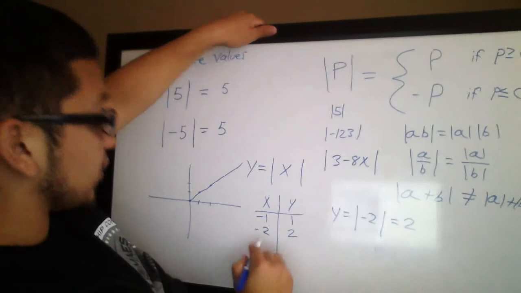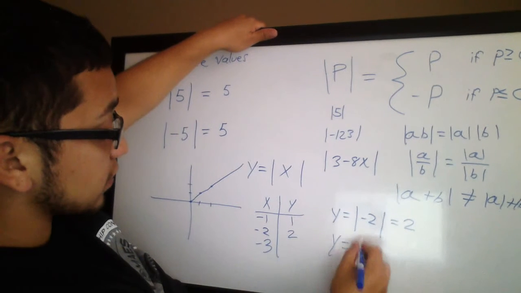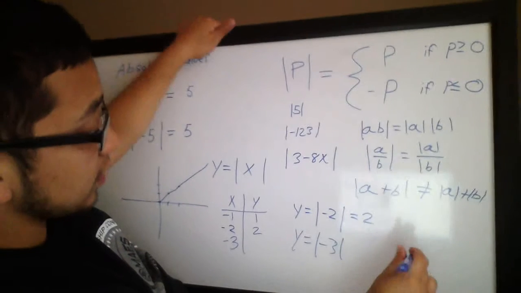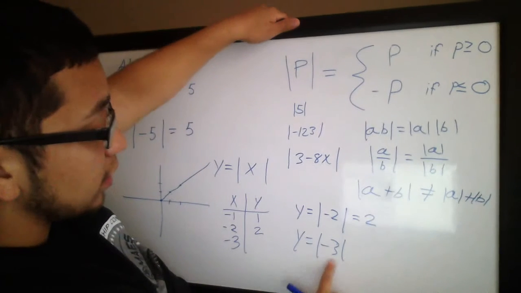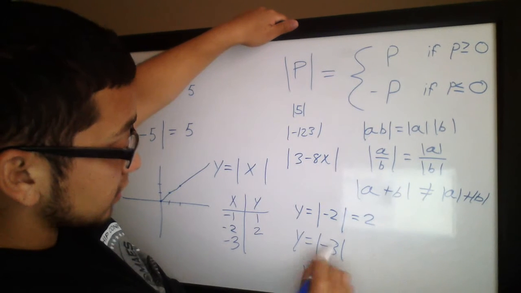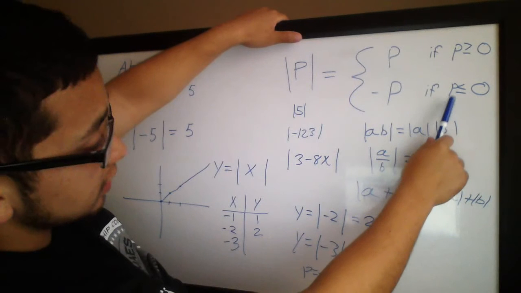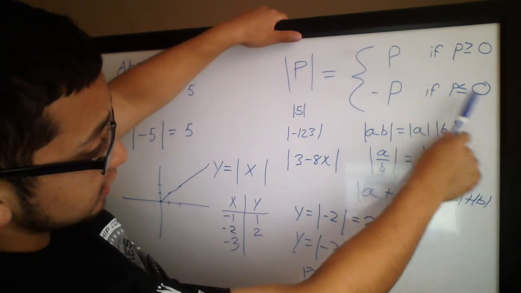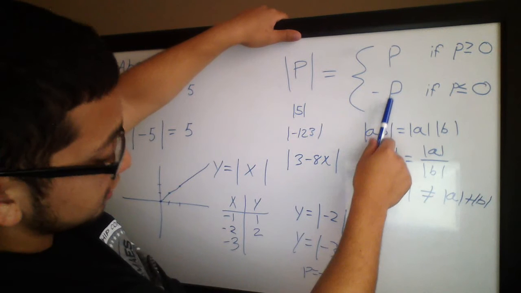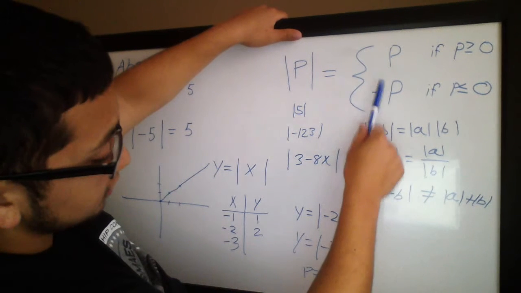And again, for negative 3, we have y equals the absolute value of negative 3. Just to reiterate, in our case, p would be equal to negative 3. So since p is negative 3 and negative 3 is less than 0, then we need to multiply our p, which is negative 3, times a negative. So negative times a negative is a positive, and gives us a positive 3.